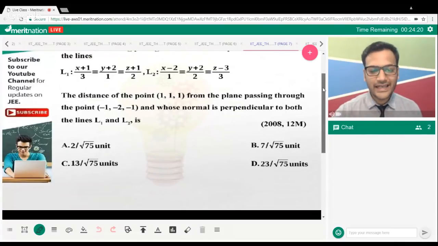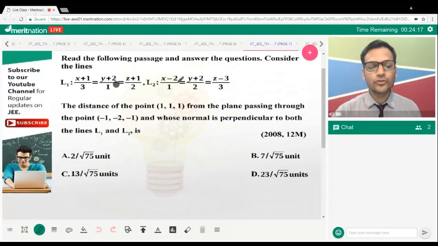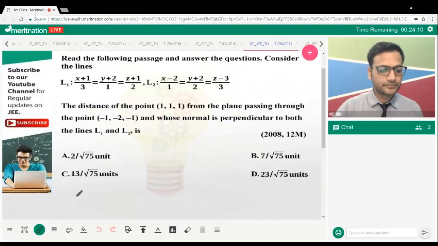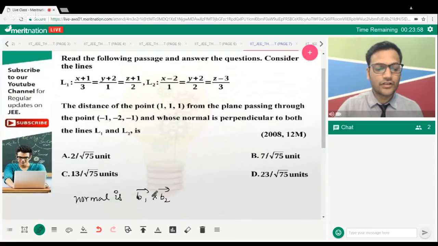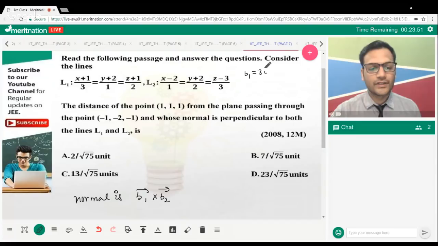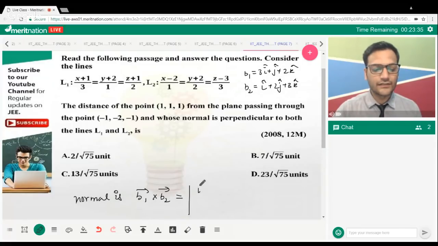Okay, so any vector that is perpendicular to both the lines will simply be the cross product of their parallel vectors. So we'll say normal, whose normal is perpendicular to both the lines. Normal is b1 cross b2. This is the normal vector. What is b1? b1 over here is 3i plus j plus 2k, the DRs of this line L1. What is b2? b2 is i plus 2j plus 3k. Right. So you'll figure out the normal first of all, b1 cross b2, which is very easy to figure out.